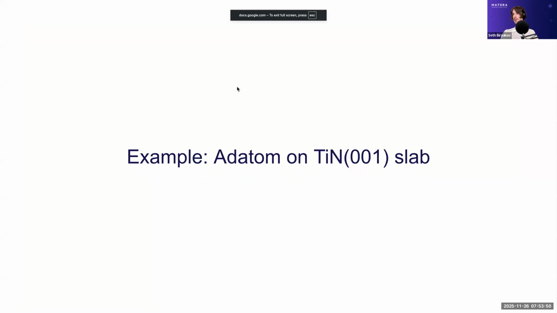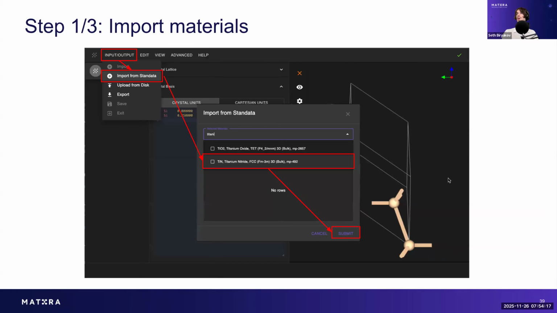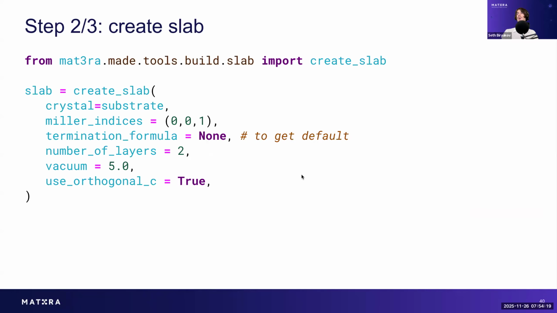The next one is the example of an adatom on a titanium nitride slab. We start with the titanium nitride bulk material and want to create a slab and place a titanium adatom at the position of the next layer's crystal site. So we would import titanium nitride from some data. Then we would create a slab.